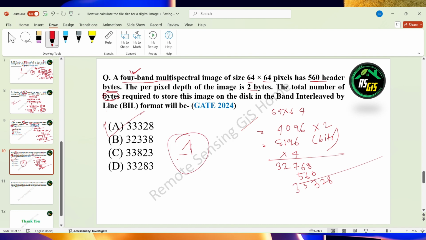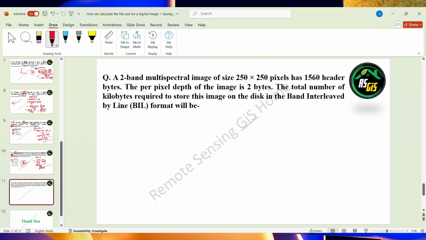So you have to remember the basic things, the steps for calculating. This question is for your own calculation, and after the calculation you can pin your answer or comment your answer.